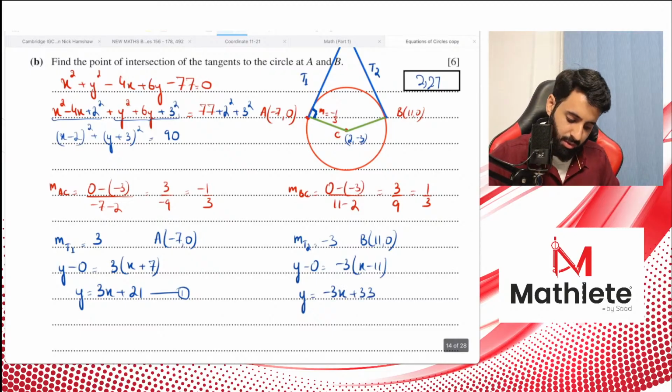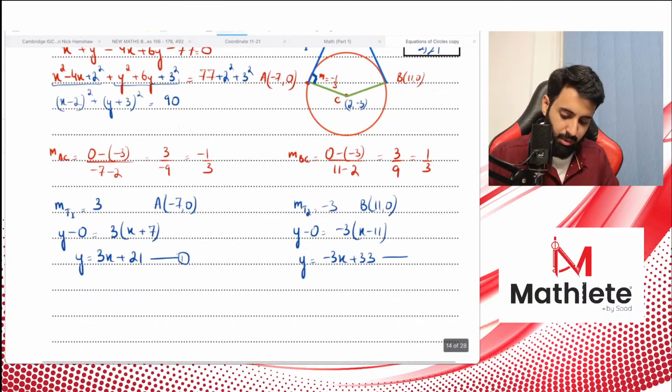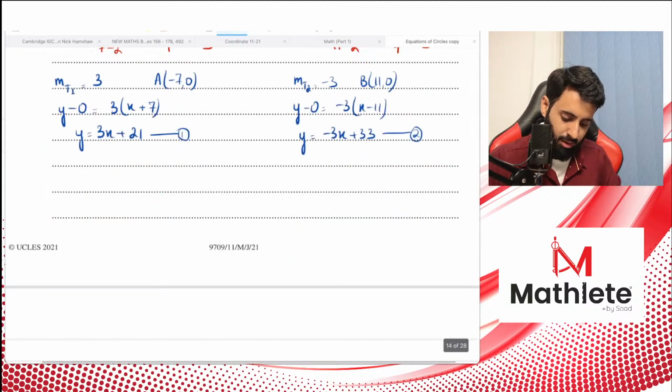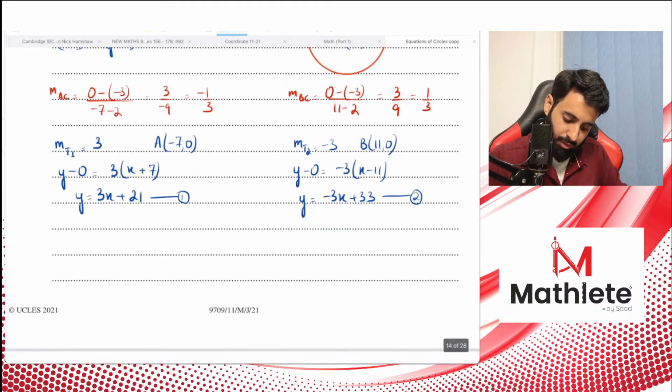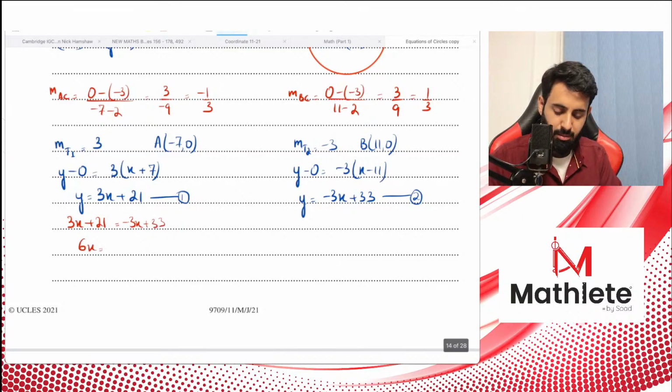What do we do next? We take equation number 1 and equation number 2 and we solve them simultaneously. I think there's just enough space to find the value of x and y. Solving simultaneously is like equating the two equations. 3x plus 21 equals -3x plus 33. So now we have 6x is equal to 33 minus 21, which is 12. The value of x is equal to 2.